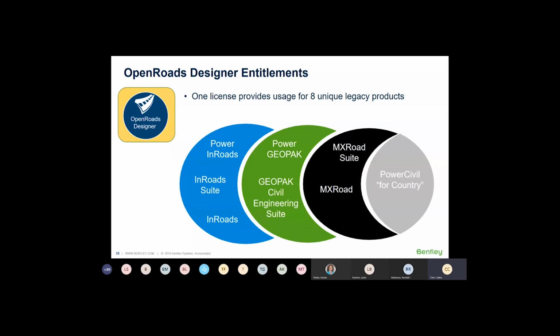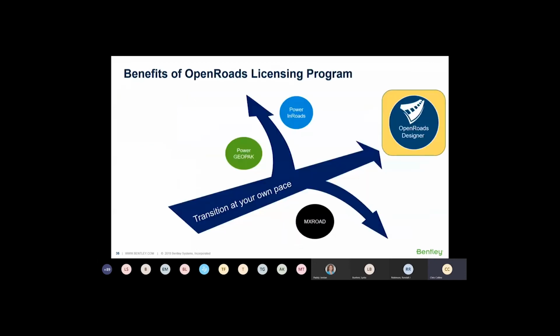And actually there's 8 products, but that's just being an example. You could use either one. And essentially it was there, and still is, to give you an option to transition to OpenRoads at your own pace, because there were some configuration considerations that had to be made to just go to OpenRoads Designer. And this gives you the option of making that migration at a pace that suits your needs.